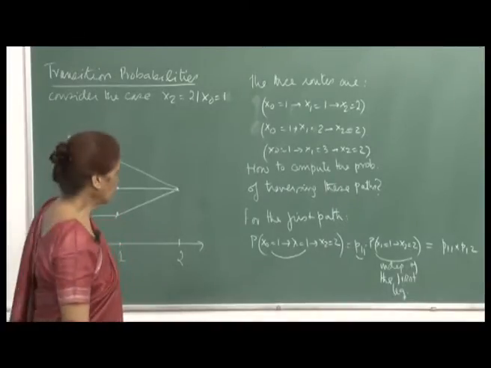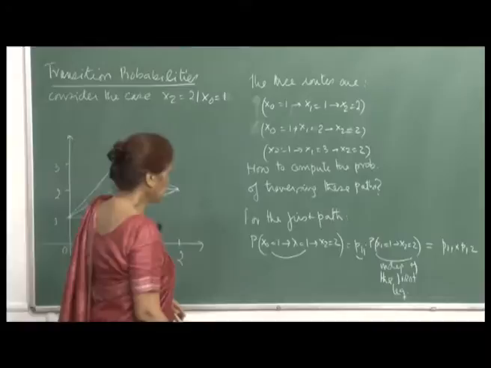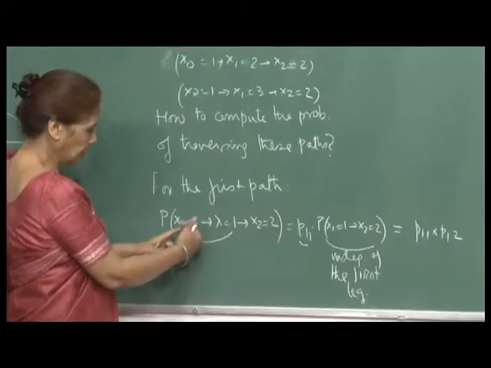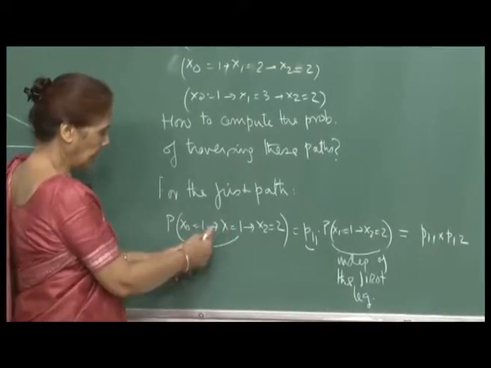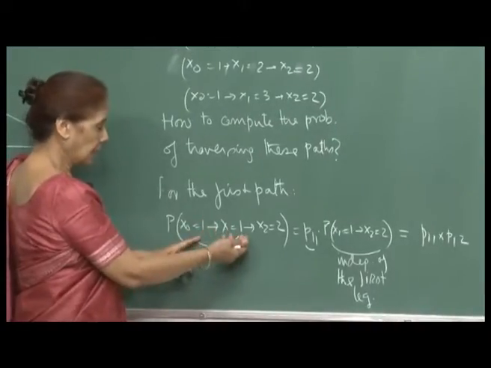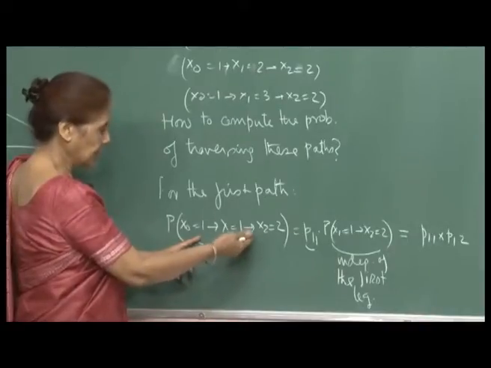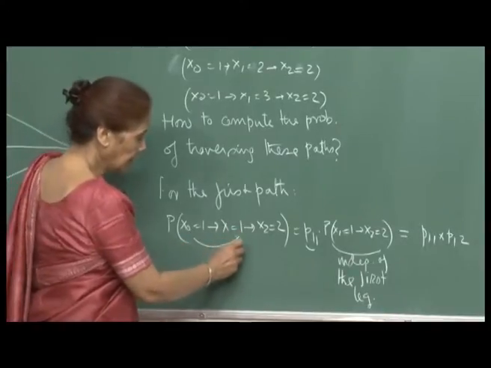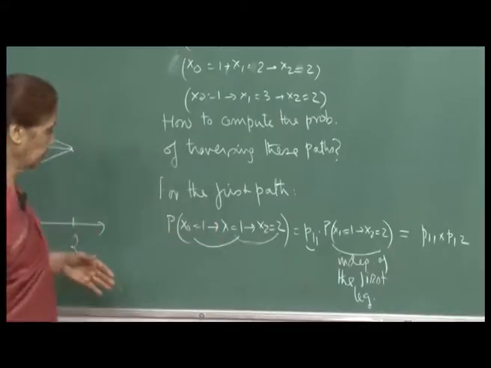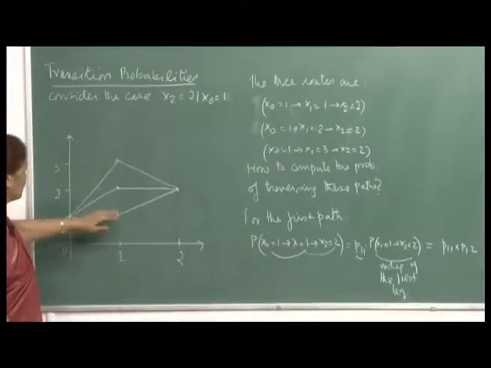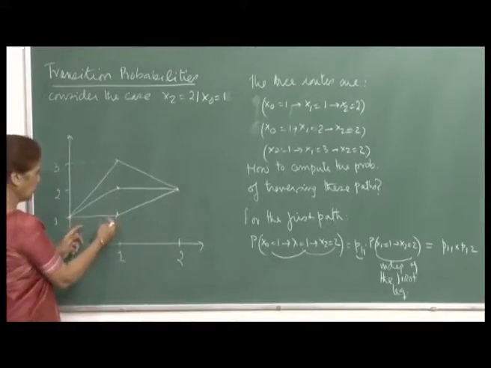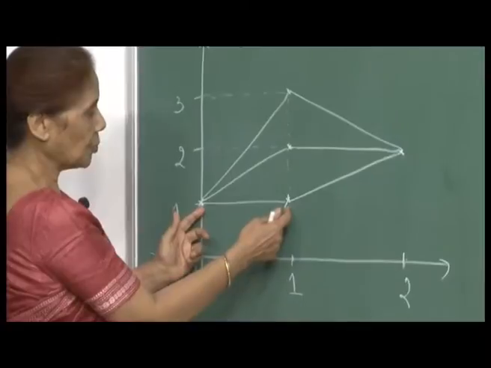Now, we need to compute the probabilities of traversing these paths, because we want to compute 2 step transition probabilities. Now, look at the first path. I know the probability of transitioning from 1 to 1, when I am initially in state 1 and I am transitioning to state 1 in the next time period, then it is p11, I know that. Now, look at this part of the leg. There are 2 parts of the journey from 1 to 2. The first leg we already know, these are the one step transition probabilities.